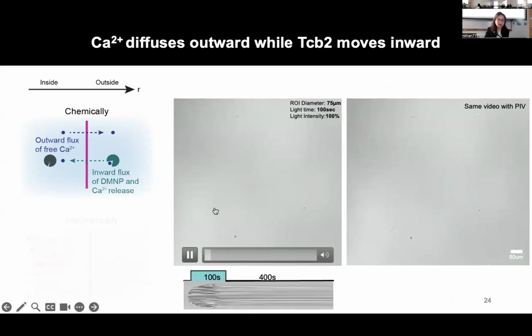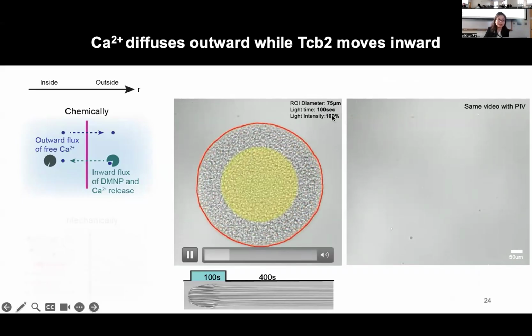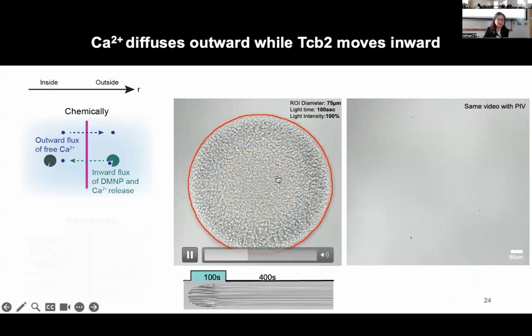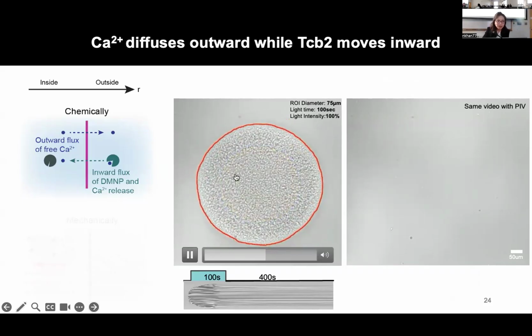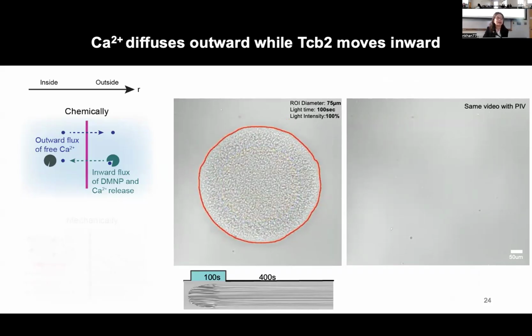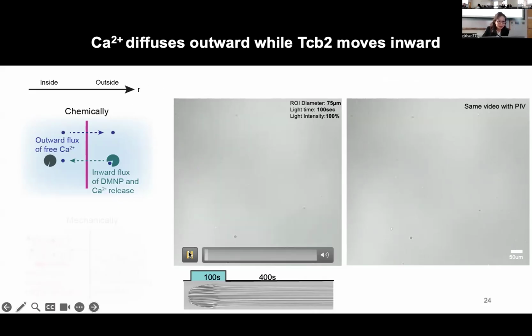It's still using the 75 micron circle disc in the middle. And what we're seeing here is it forming a network, slowly diffusing, slowly growing. It is because the calcium is diffusing outwards. So let me play the video again.